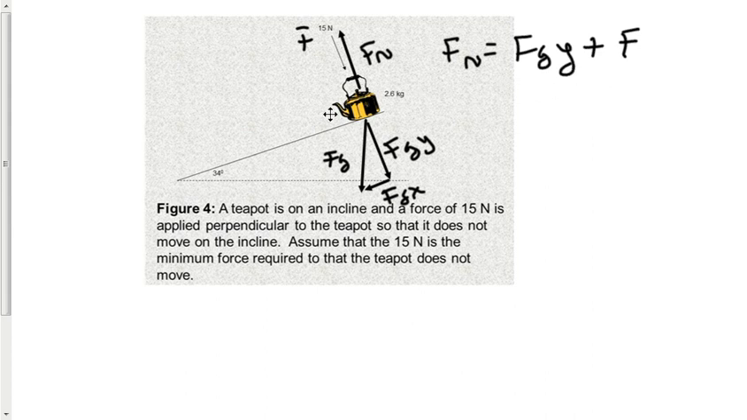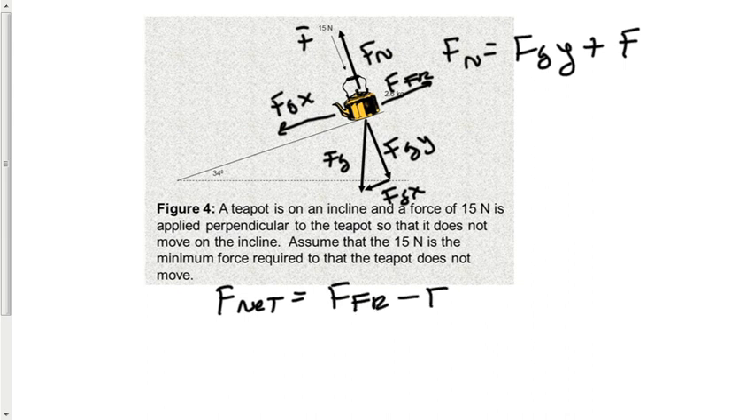Now on the incline, force gravity x will pull down, try to make the teapot slide down, but force of friction is going to oppose that motion downwards. Okay, so that's what it looks like so far in this diagram here. Let's do a force net equation. Force net is going to equal then force of friction minus force gravity x.